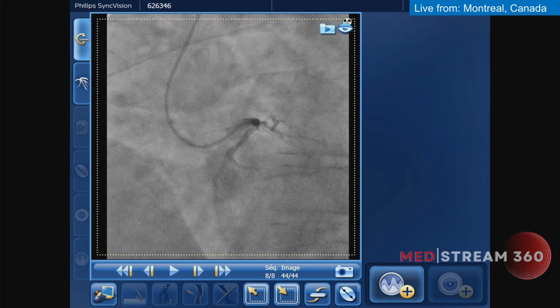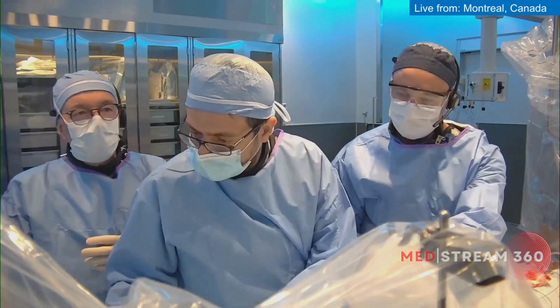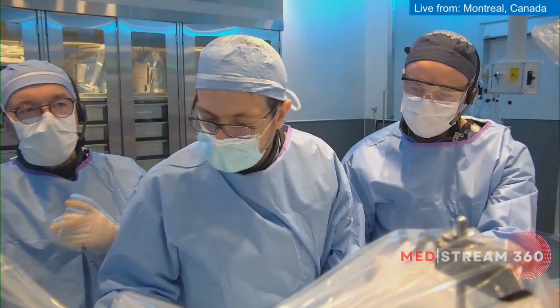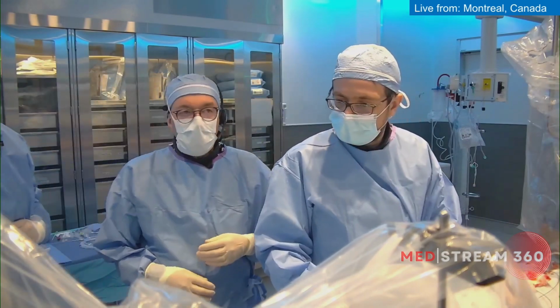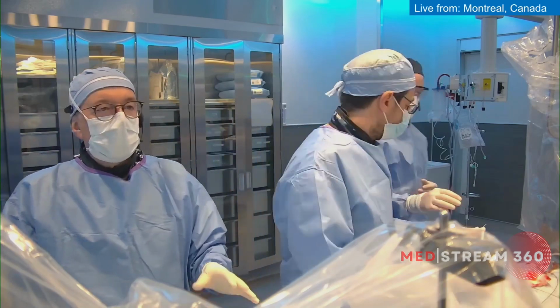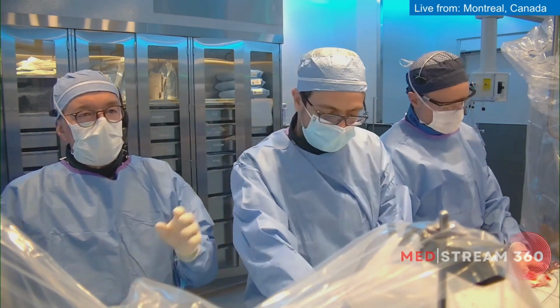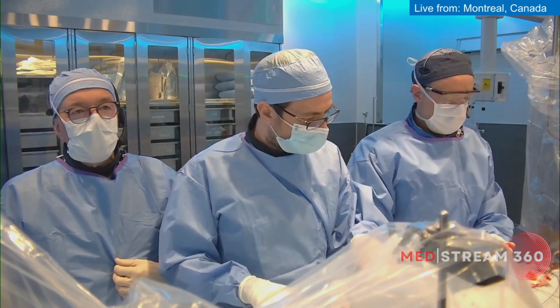Next, we see the lesion on the left system, the circumflex, which is quite severe also. And the right coronary had disease in the proximal part and the mid part, and a distal intermediate lesion. You can see the collateral to the left, suggesting that the lesions on the LAD are quite severe.